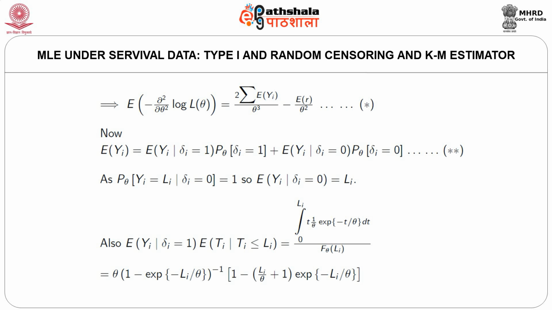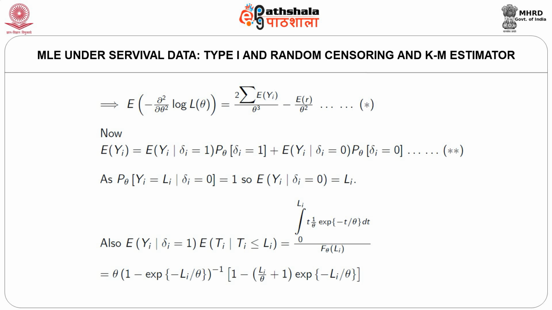Suppose this expression is denoted by double star. As we already know, the probability that yi equals capital Li given delta i equal to 0 is equal to 1. This implies the expectation of yi given delta i equal to 0 is actually equal to capital Li. Also, the expectation of yi given delta i equal to 1 is nothing but the expectation of Ti given Ti less than or equal to Li, because we already know that delta i equal to 1 is equivalent to saying Ti less than or equal to Li, and then yi is actually equal to Ti.